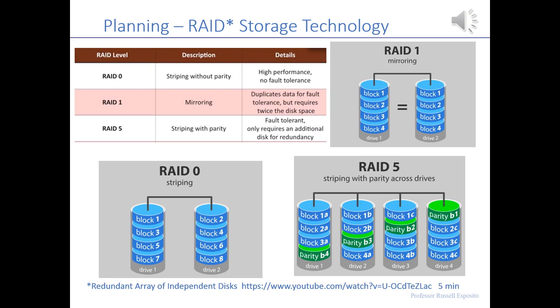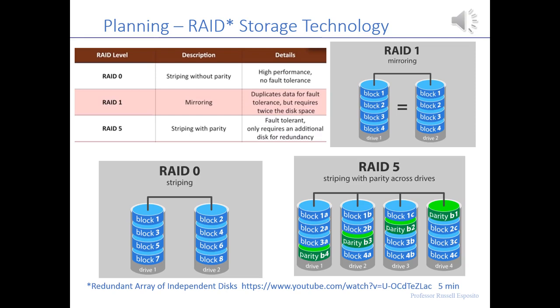RAID 0 is the bottom example. That's the top row in the table here. RAID 0, striping without parity, high performance, but no fault tolerance. That's the first row of the description. I'll explain what that means. The data is striped. So that means the data, see, block 1 is in the first disk drive, then block 2 is in the second drive over to the right, and it goes back and forth.